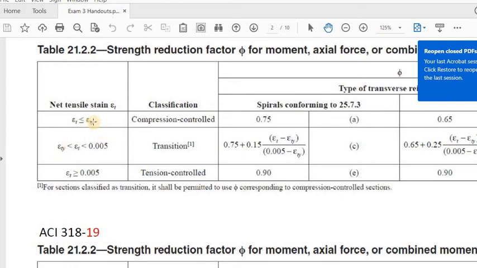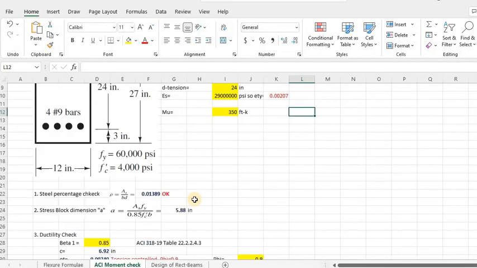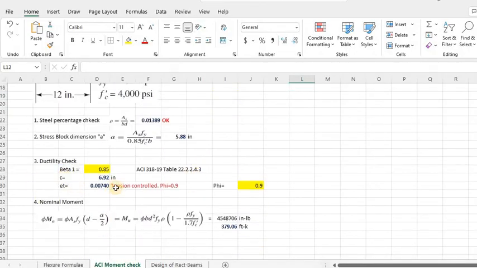That's how you calculate epsilon ty, and you can find this information in the ACI 318 manual. So if your calculated epsilon t in this case is less than that, then you get a different value of phi. If it's more, if it's between certain numbers, you get a different value of phi. Okay, so for flexure, if it's tension controlled, then your phi will be 0.9.